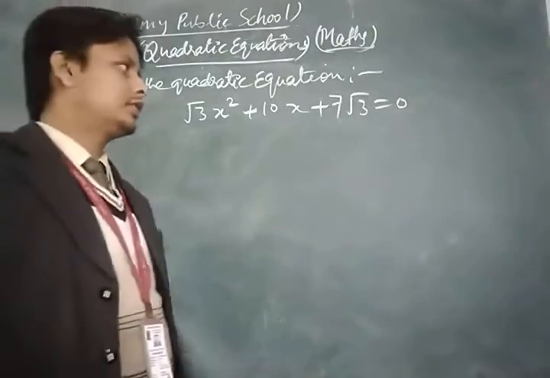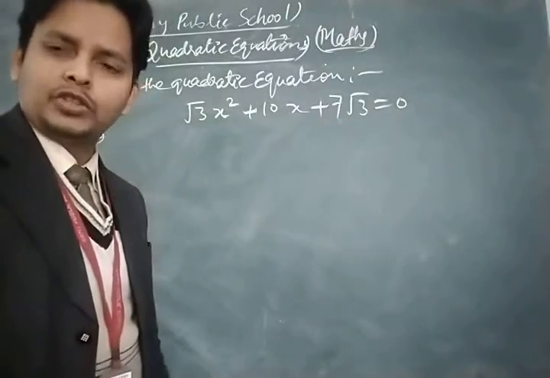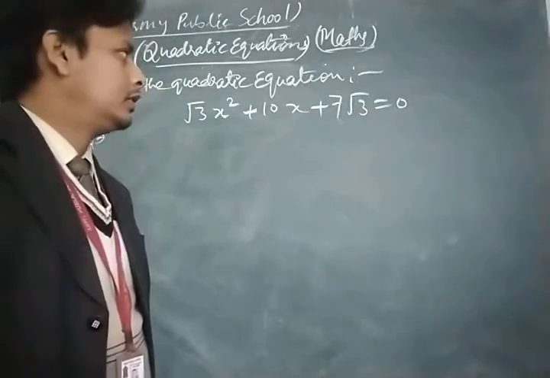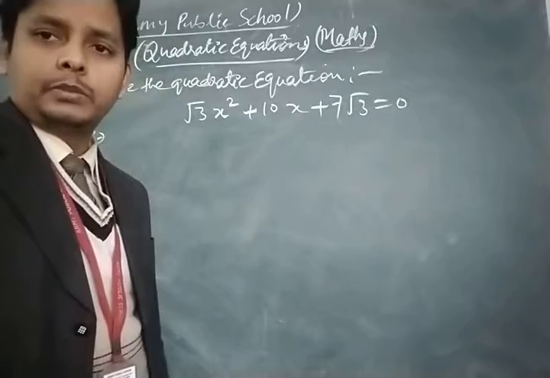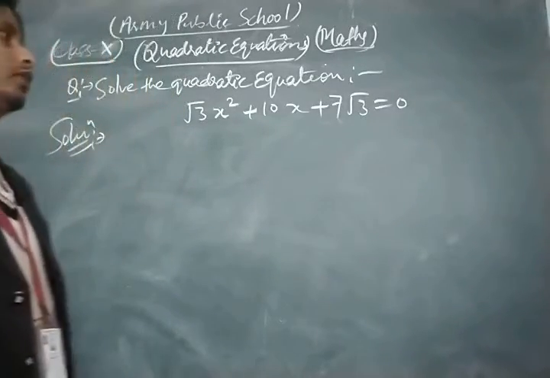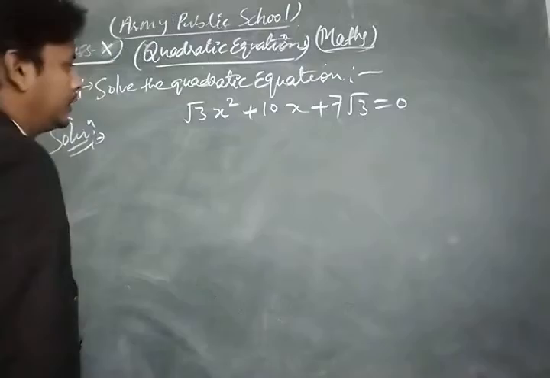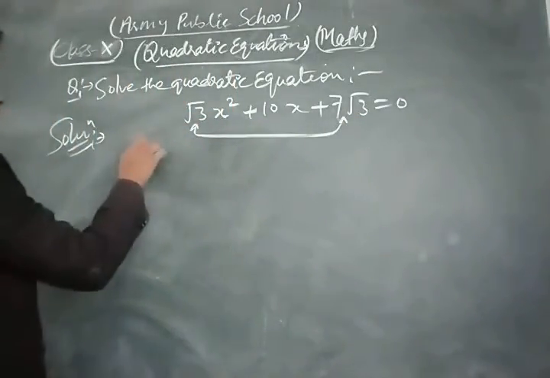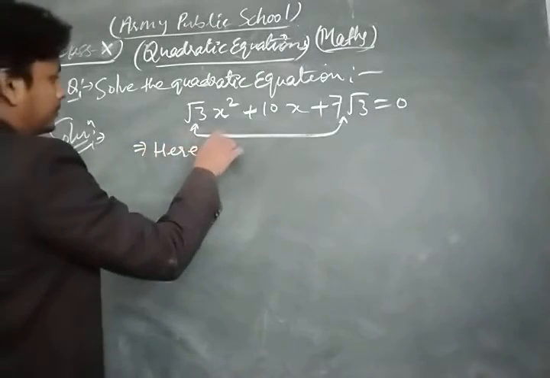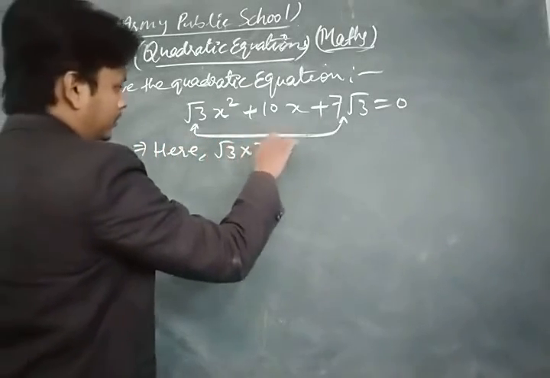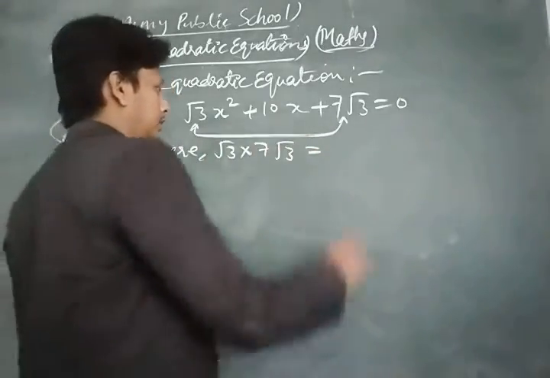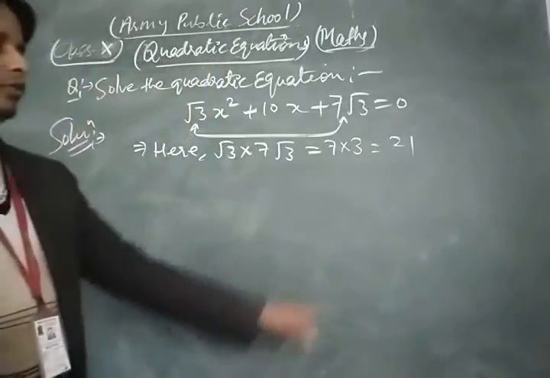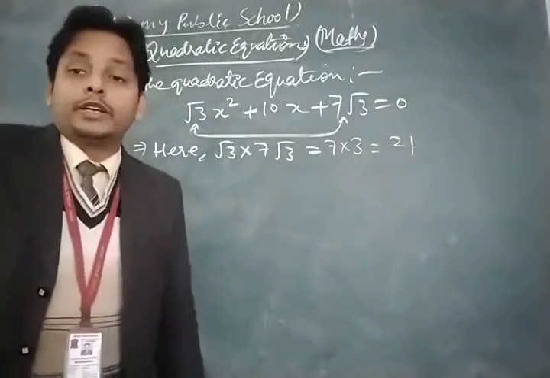So what do I do for that question, dear friends? This is a very interesting question, and we do its factorization by the method of splitting the middle term. So by the method of splitting the middle term, first of all we multiply the last term, the constant term, and the coefficient of x square. Here root 3 into 7 root 3, that is 21.